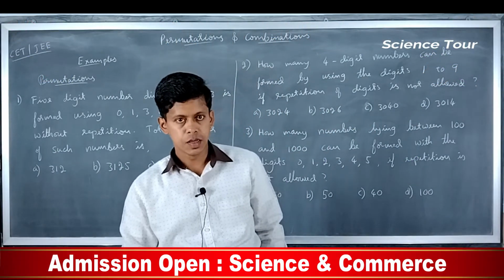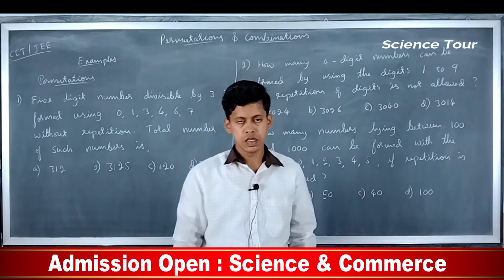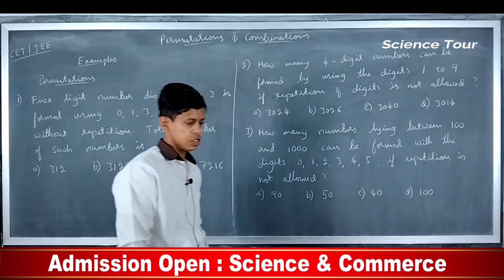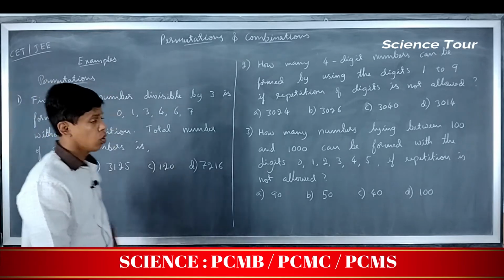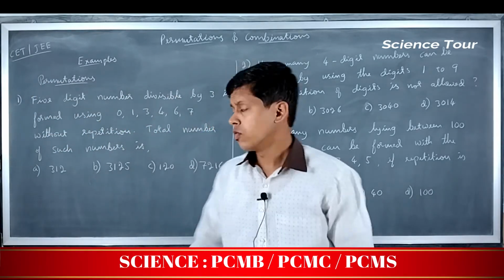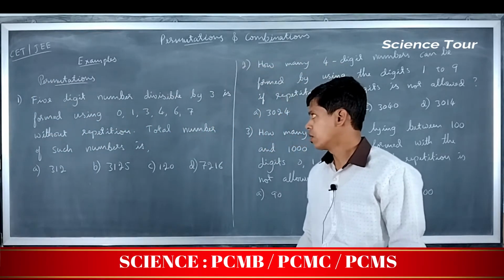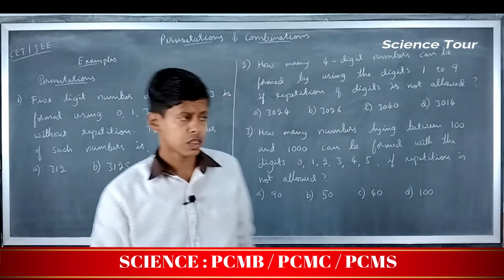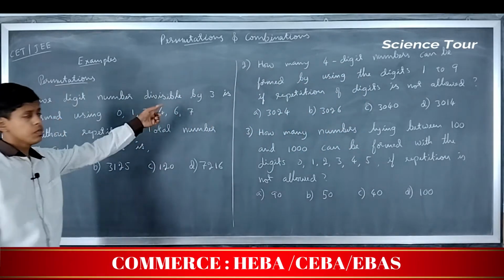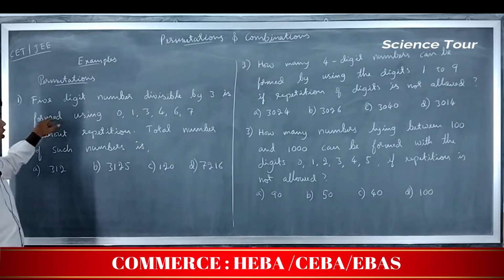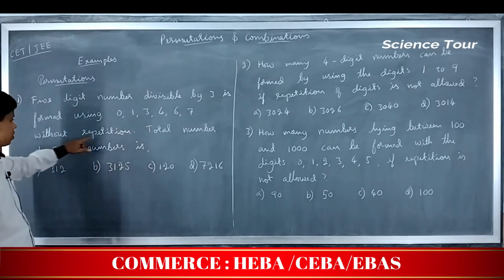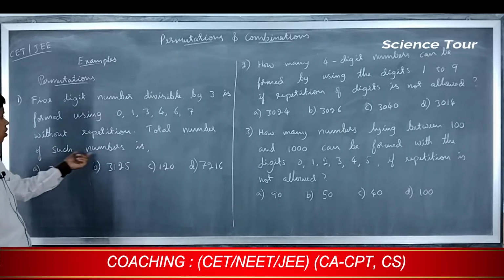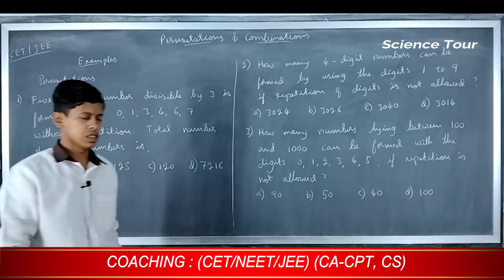Hello dear students and welcome to CET JEE classes of permutations and combinations, and today we are solving the examples of permutations. The first example: a 5-digit number divisible by 3 is formed using 0, 1, 3, 4, 6, 7 without repetition. Total number of such numbers is, okay.